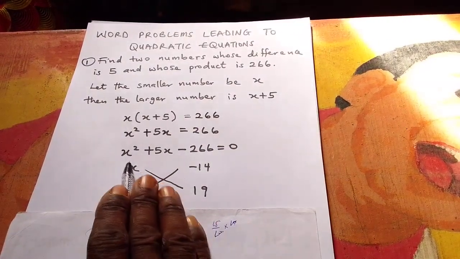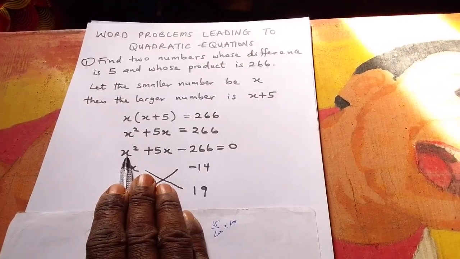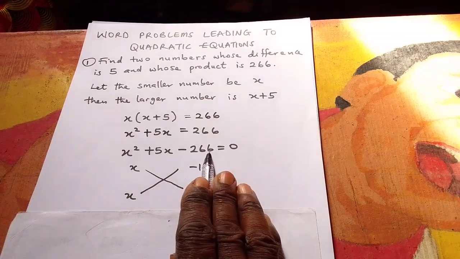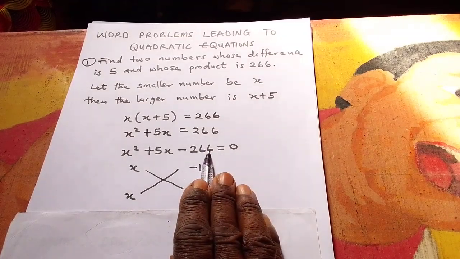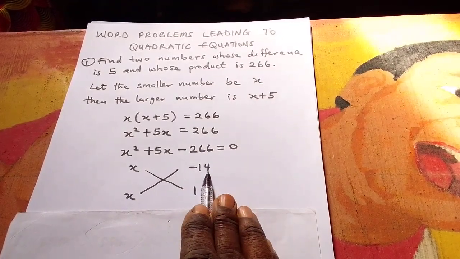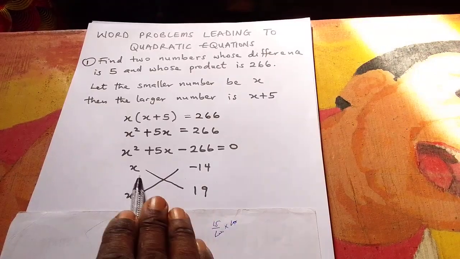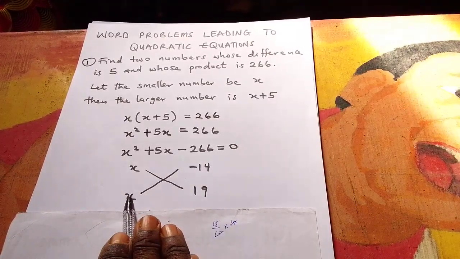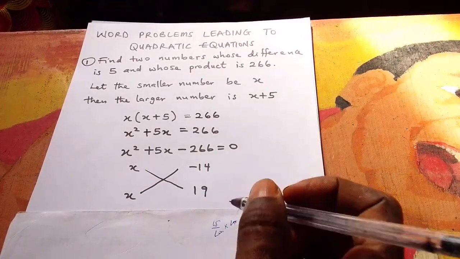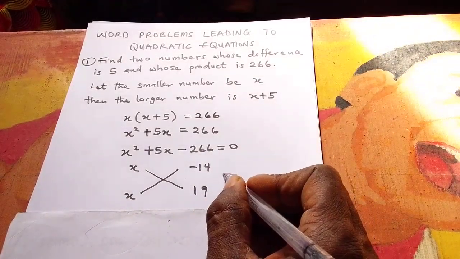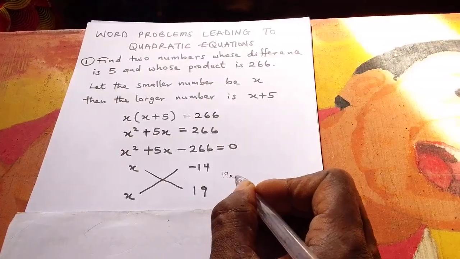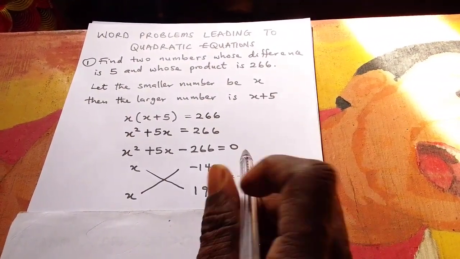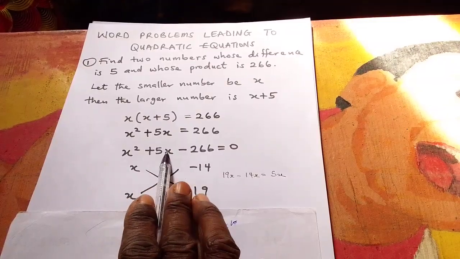So when I factorize, the two numbers I can multiply together that will give me x squared are x times x. What I will multiply together that will give me minus 266 is minus 14 times 19. So x times 19 will give us 19x. x times minus 14 will give us minus 14x. So 19x minus 14x will give us 5x, and that is what we have in the middle.